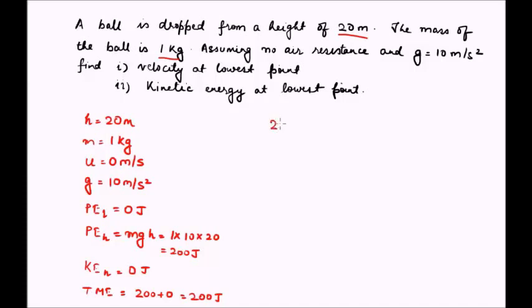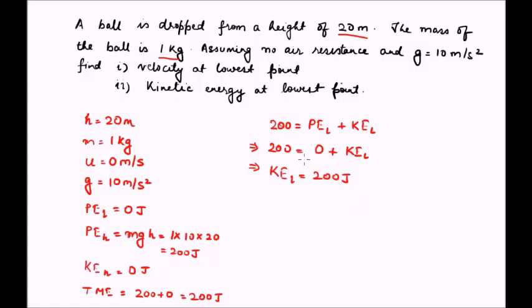And total mechanical energy is given by summation of potential energy at the lowest point plus kinetic energy at the lowest point. We have taken the reference potential energy at lowest point as 0. So we can write this as 200 is 0 plus kinetic energy at the lowest point, which implies that the kinetic energy at the lowest point is 200 joule. This gives us the answer for the second part, that the kinetic energy at the lowest point is 200 joule.